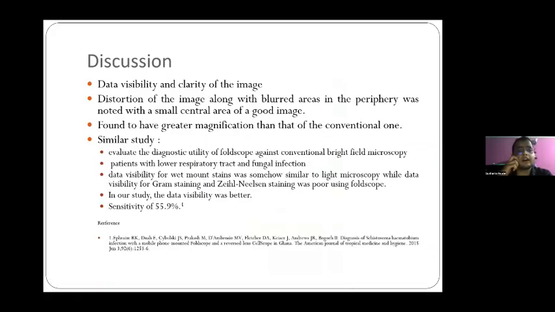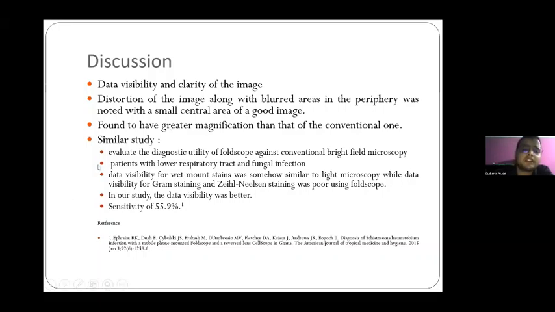Talking about the clarity of the image and the data visibility, it was good in the case of polyscopy. It was able to identify that this is the histology slide of the kidney. There was distortion of the image along with blurred areas in the periphery, with a center area of good image. As I already discussed in the previous image, only a small center area was able to focus with a good image, but the peripheral distortion was seen in the case of the foldscope. That was not the finding in the case of the conventional microscope. And as I already discussed, it was able to give greater magnification compared to the conventional microscope.